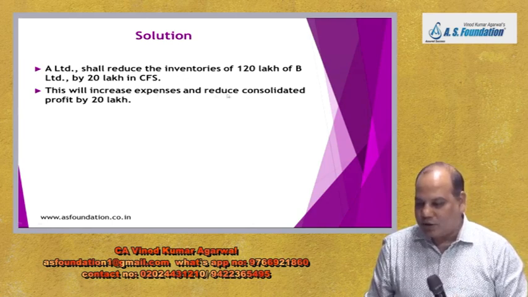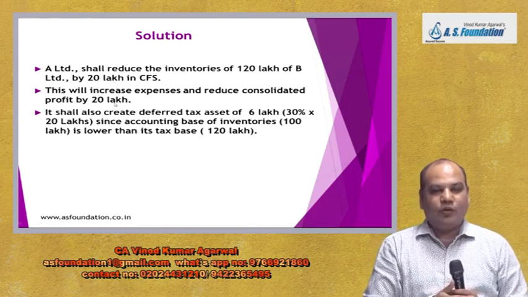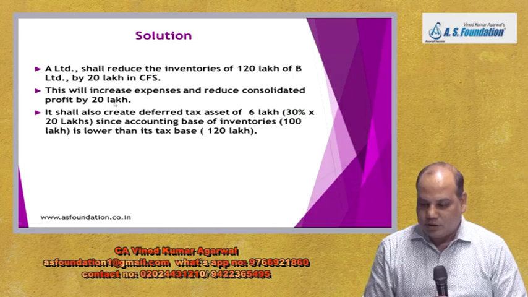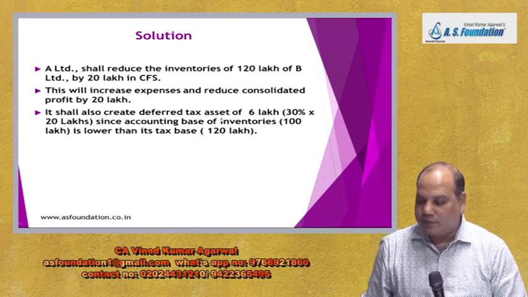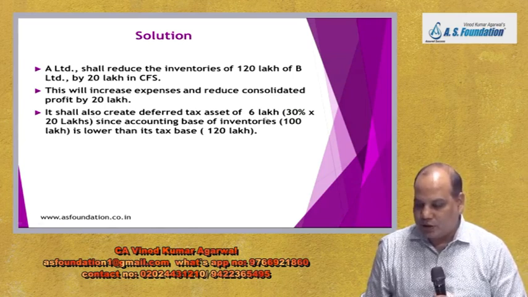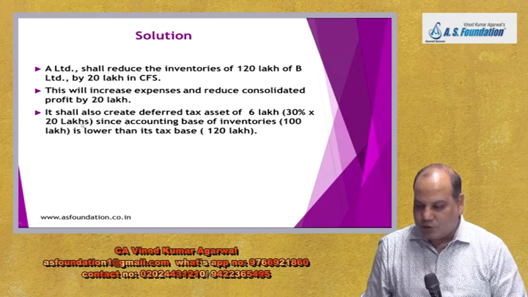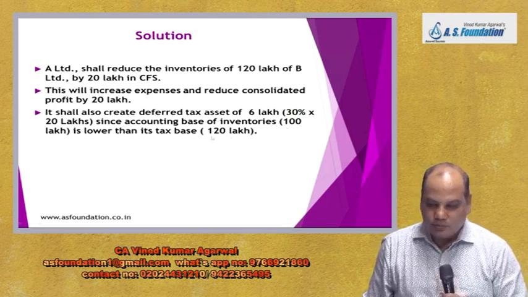This will increase expenses and reduce the consolidated profit by 20 lakh. So one effect will be in inventory, 20 lakh. One effect will be in the profit of the parent, 20 lakh. And then it shall also create a deferred tax asset of 6 lakh. Why has this deferred tax asset come? 30% is the tax rate and 20 lakh is the difference between the accounting base of inventory, that is 100 lakh, and its tax base, that is 120 lakh. So write down this answer.